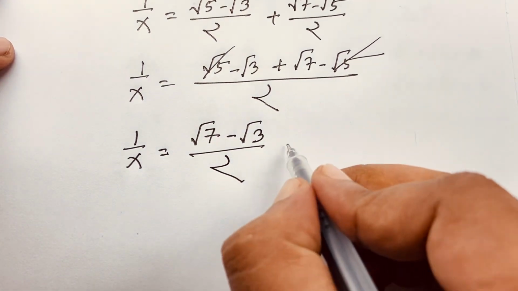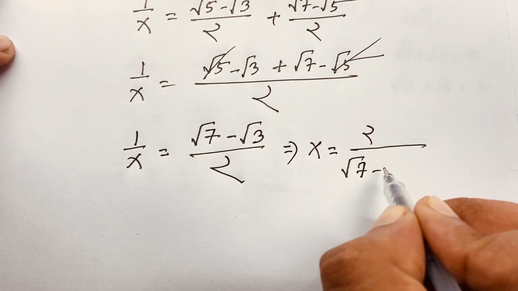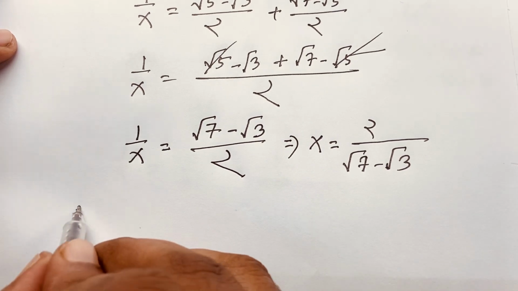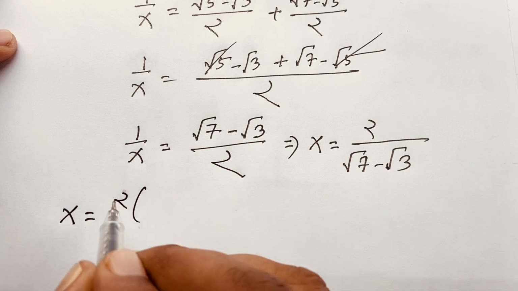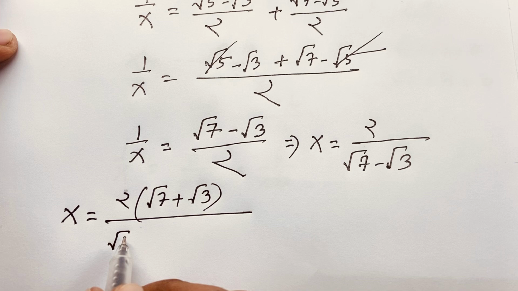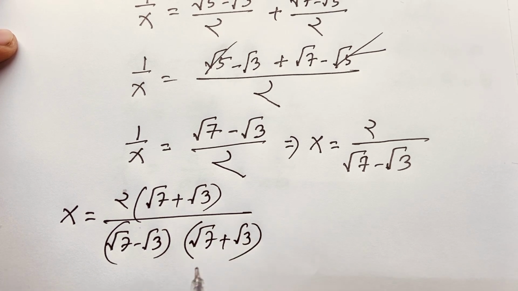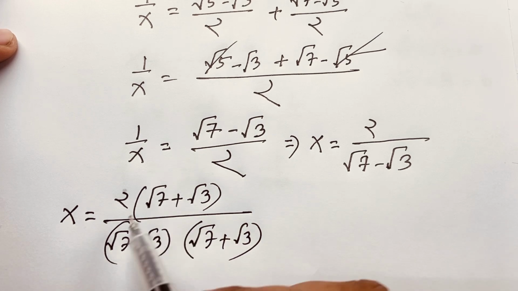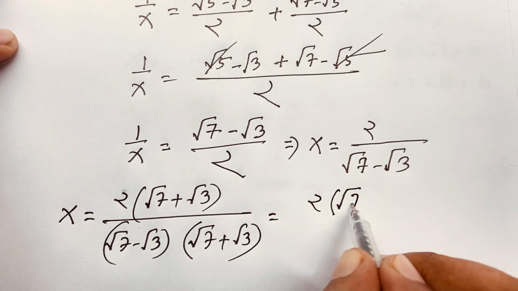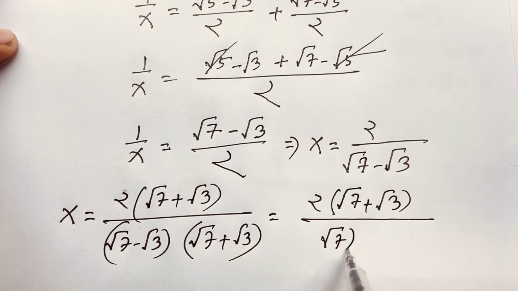So at this moment you can see that x is equal to 2 over (square root 7 minus square root 3). Now again I multiply by (square root 7 plus square root 3) above and below. Then it will be 2 times (square root 7 plus square root 3) over (square root 7 minus square root 3) times (square root 7 plus square root 3), and we know that the denominator will be a squared minus b squared.